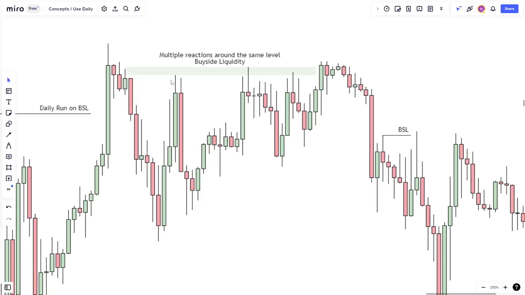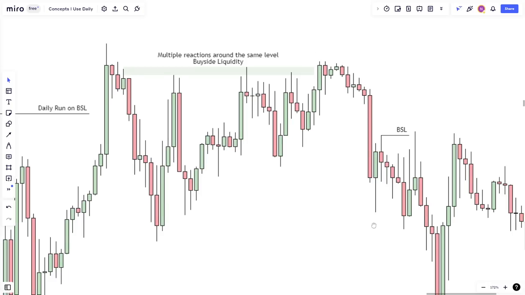That's the way that I like to explain it to myself, because I've actually never explained this. So multiple reactions are around the same level, meaning buy side liquidity in here, right? What does price do here? Goes above each and every single high of this. Maybe this is respected, generating more, but the thing is that it did take buy side liquidity, and then it starts going aggressively lower.